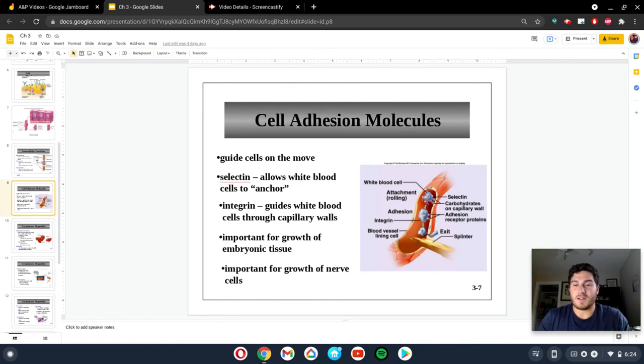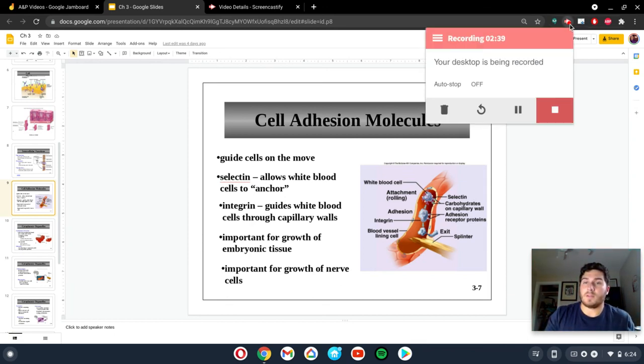So with that said, it's really important that these adhesion molecules exist so that they can keep things in place, so that they grow the right way, as well as perform the function that they need to at a given time. If you have any questions on this, we could talk more about that in class.